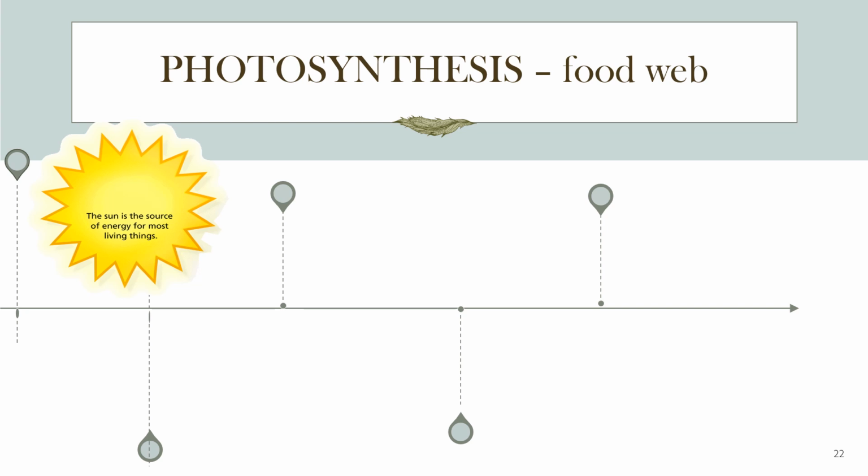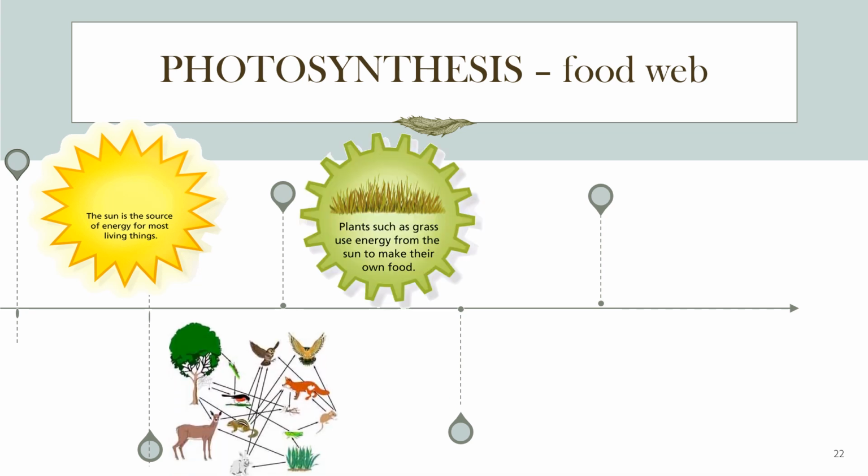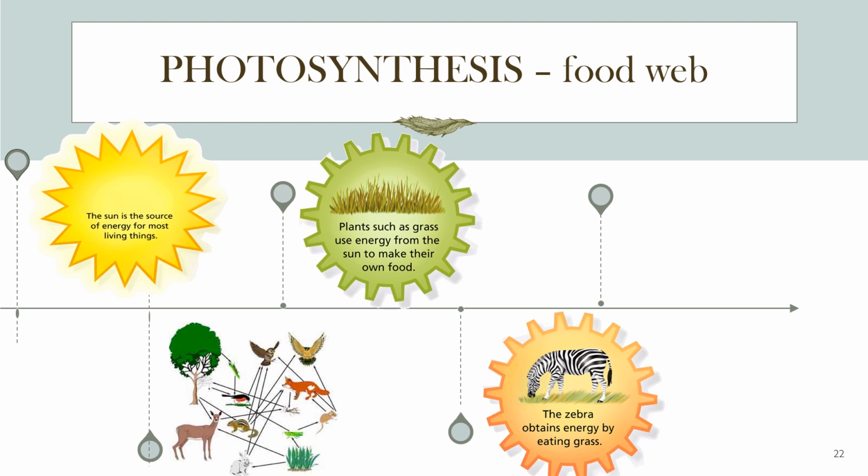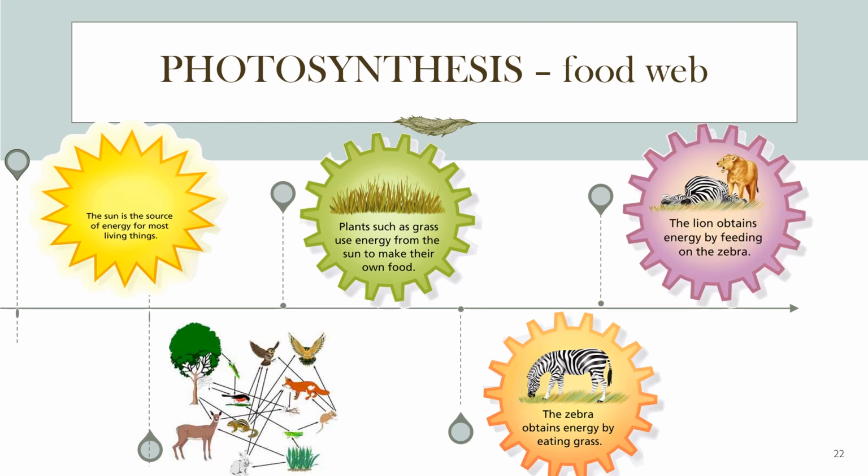In terms of photosynthesis in the ecological food web, plants such as grass use energy from the sun to make their own food. The herbivores obtain energy by eating grass, and the omnivores obtain energy by feeding on the herbivores.